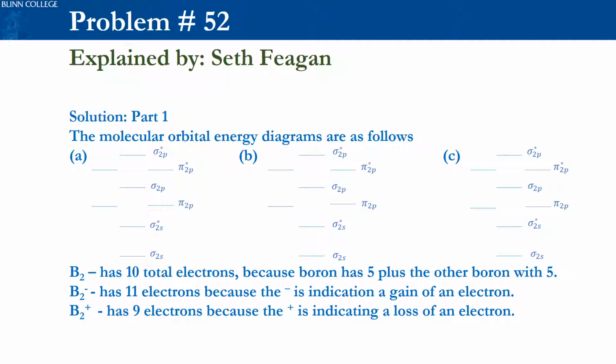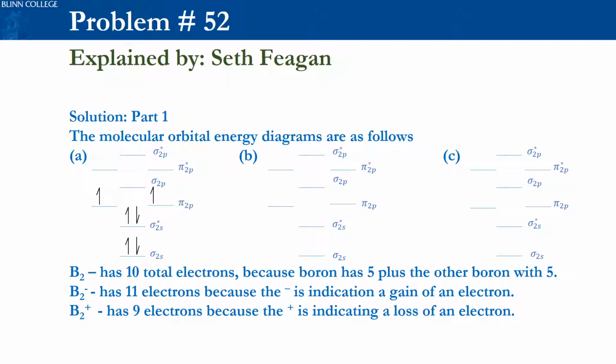So the first thing we need to do is calculate how many total electrons are in our molecule, or in this case our diatomic molecule boron 2. And that would be 10, because boron has 5 electrons plus its second boron, which would be another 5. So that'd be 10 total. Boron 2 minus would have 11 electrons because the minus indicates a gain of an electron. And the boron 2 plus is the exact same, except it's now taking away an electron because the plus indicates a loss of an electron.